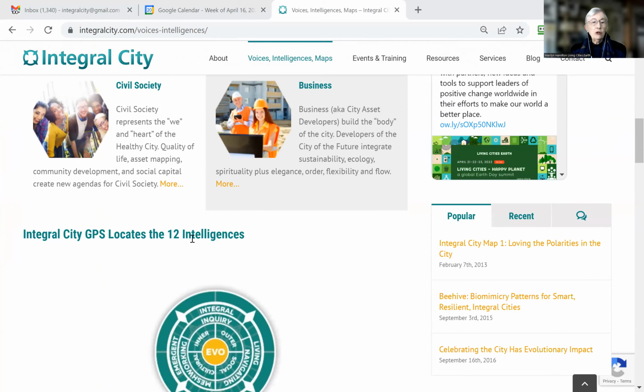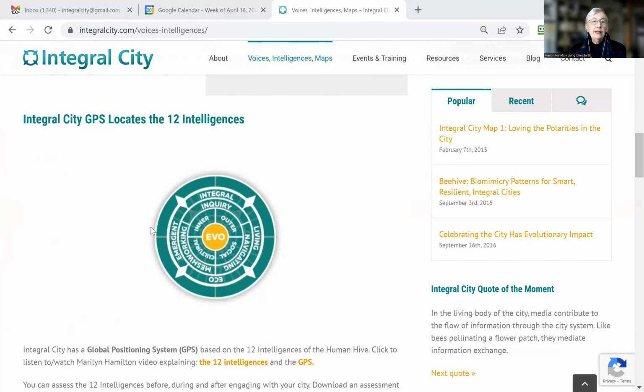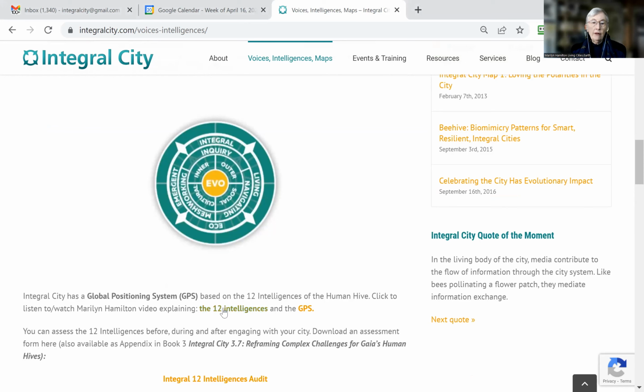And if you want to look at what we want to talk about today, the Integral City GPS, where the 12 intelligences are located, you can click on the 12 intelligences and the GPS that relate to the GPS system that you see pictured here, and you will find good explanations in the videos that I have done for those. But today, people wanted me to talk about something a little different that actually applies the 12 intelligences using a paper-based audit trail. So here's what that looks like.